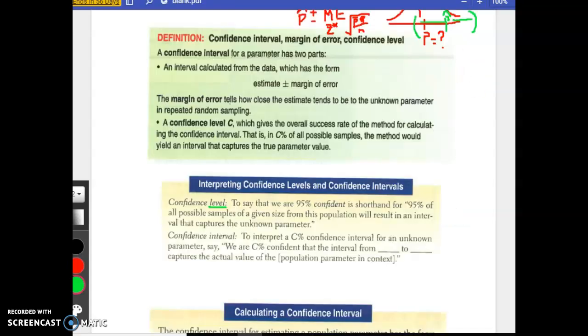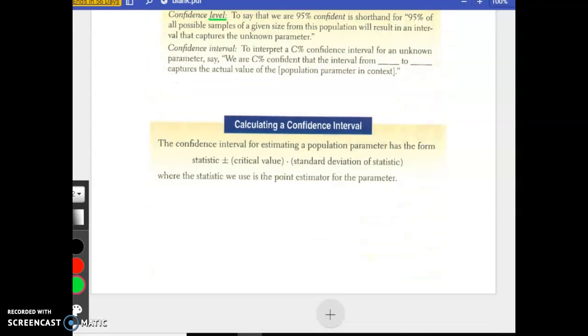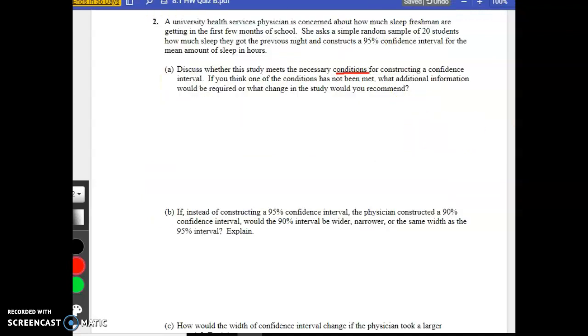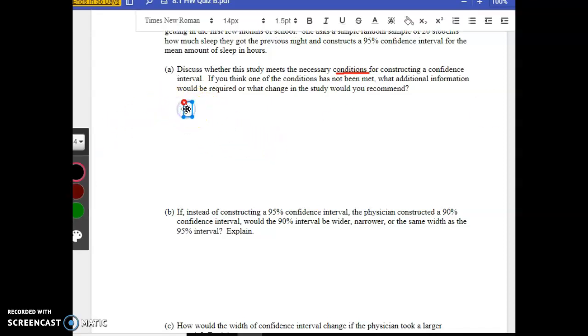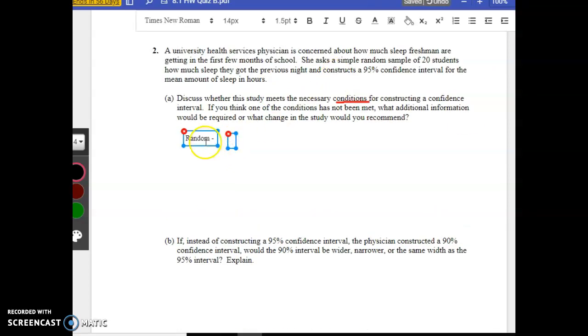So let me go back to the book stuff that was important. I thought I copied the conditions. I mustn't have. But the conditions, if you read 8.1 and you took good notes, the conditions for confidence intervals are the same as sampling distributions, except there's one more condition, a random condition. So if I have to check all these conditions, the first one is random. So was the sample random? It says yes, this was an SRS, so we need to say that.